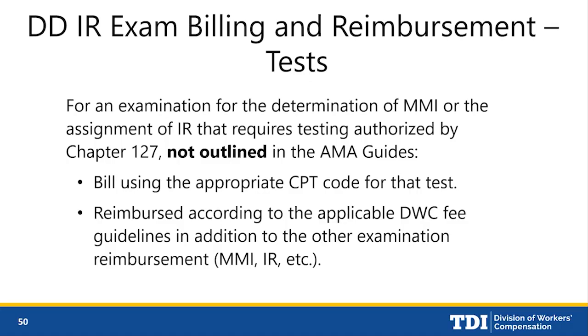For tests that are outlined in the AMA guides, those are going to be included in the previous reimbursement, right? They're already included in the exam and the impairment rating. However, we realize sometimes tests that the designated doctor may conduct themselves may not be outlined in the AMA guides. So they would need to bill using the appropriate CPT code for that test. And then they're going to be reimbursed according to the DWC fee guidelines, in addition to the maximum medical improvement and impairment rating amounts for that exam.